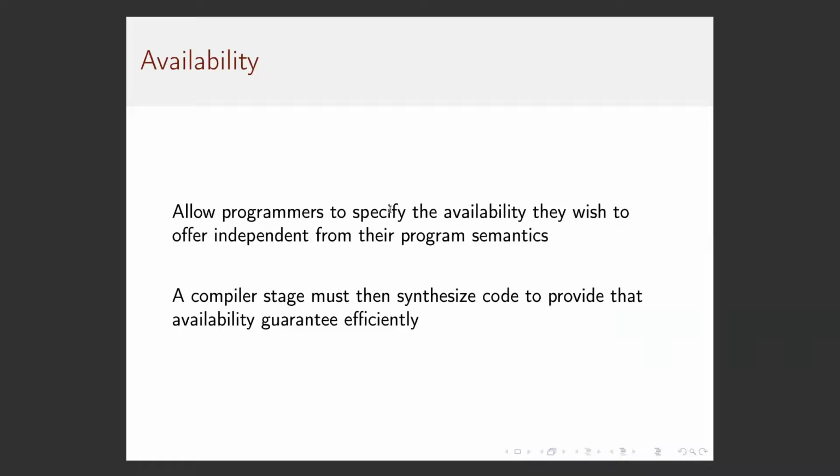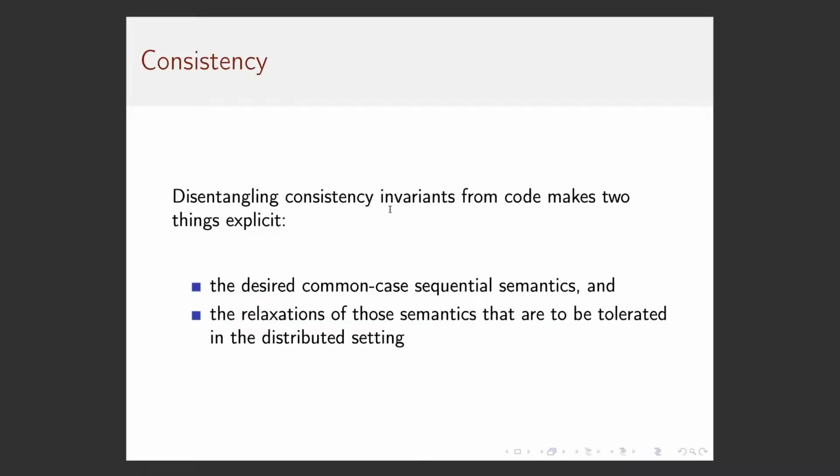Okay. The availability facet. What's the availability facet? Availability facet is like fault tolerance. How many replica failures would you like to tolerate? And they are saying that it's possible to build this into the program as a separate facet. There is an example we will cover later. And then the compiler would help in synthesizing the code to provide this availability guarantee efficiently. So it's an ambitious vision.